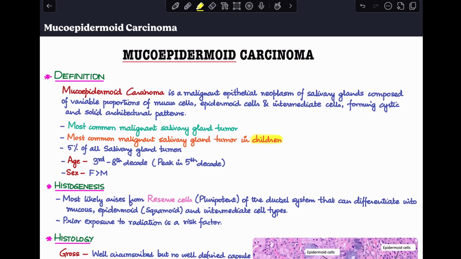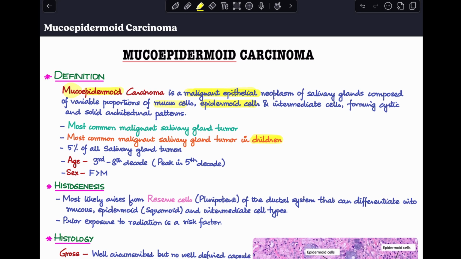So, what is this carcinoma? This is a malignant epithelial tumor of the salivary glands which is composed of variable proportions of three types of cells. I will talk more about these cells under histology. If you look at the name, muco means mucus cells, so it has mucus cells, then epidermoid, meaning squamous type of cells. So we have epidermoid or squamoid cells as well, and we have some intermediate cells. All of these three cells together form cystic and solid architectural patterns. And that is what mucoepidermoid carcinoma is.